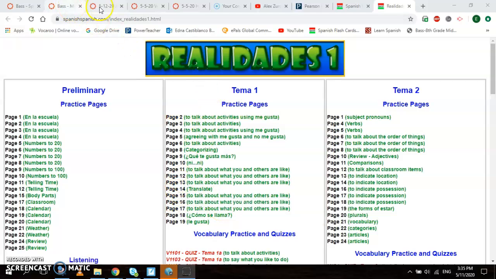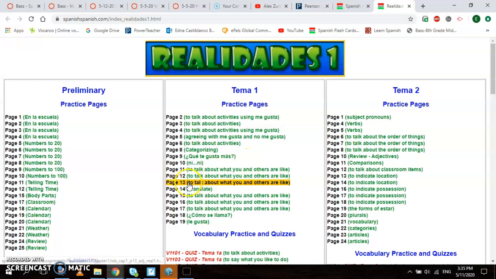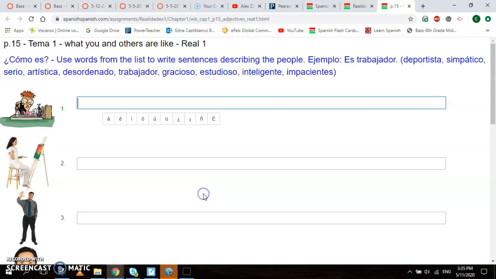So you're going to be working on the assignment I posted, pages 15 through 19. I'm just going to give you a quick example of each one of them, so you have an idea how to do it. You need to use your vocabulary. Remember, go to section 8, click on Vocabulario Nuevo 2, and then you are going to have the vocabulary you need for these activities. Okay, so the first one is page 15.